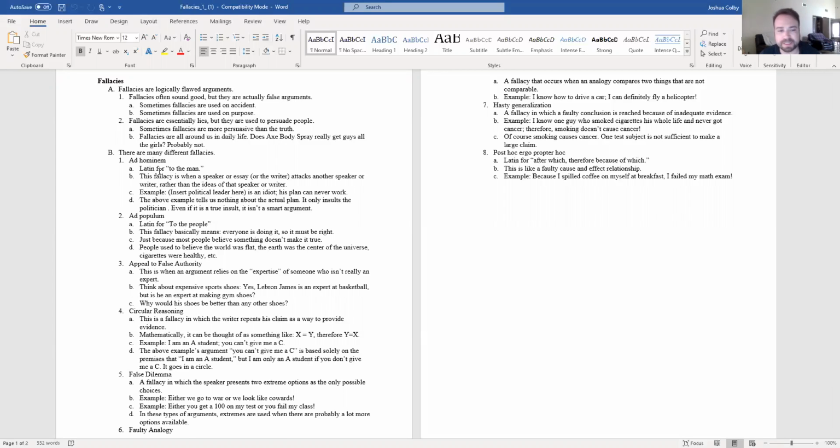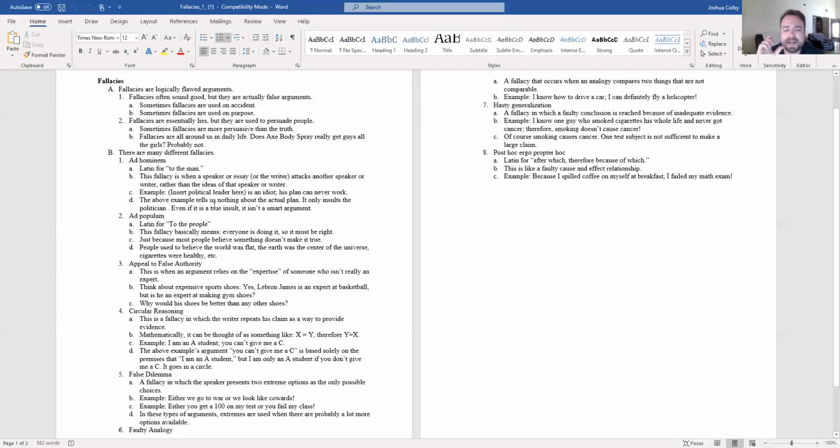My example here is: insert political leader is an idiot. His plan can never work. I didn't say anything about his plan. I just attacked his character or his mental state, or her mental state, or whatever, in which case that's not really an argument. It's childish almost. It's addressing the wrong thing, right?